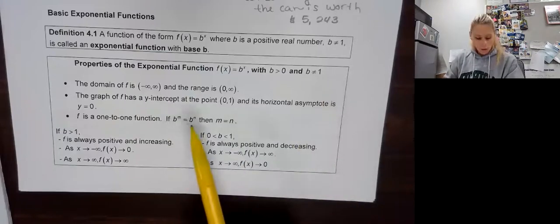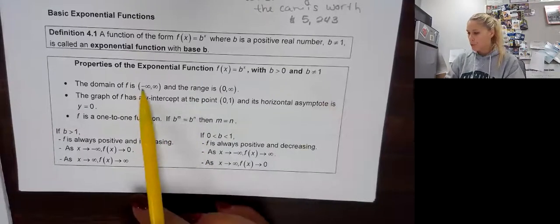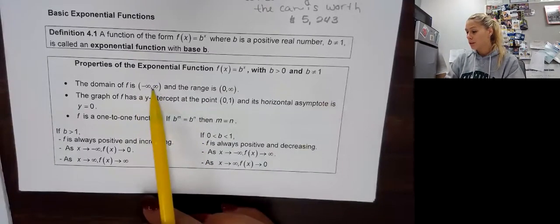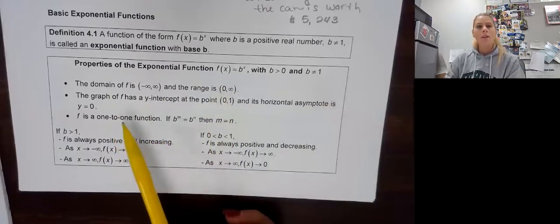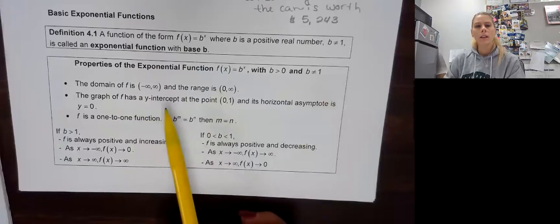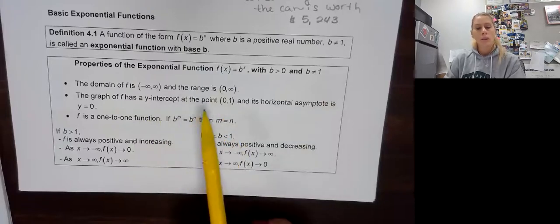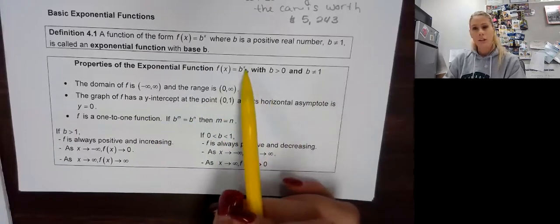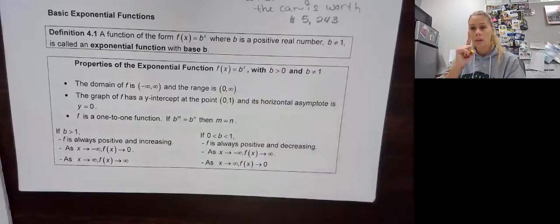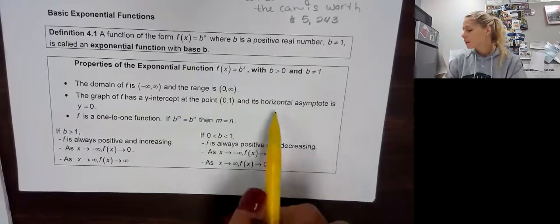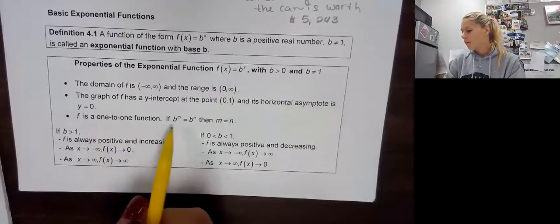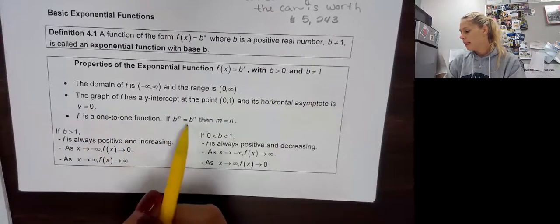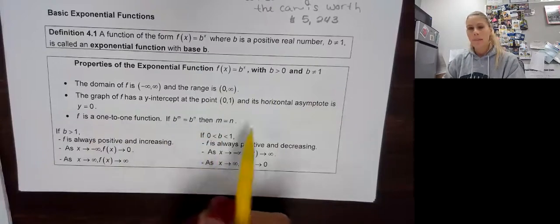So in your regular exponential, your domain is negative infinity to infinity, and the range is 0 to infinity. The graph of f has an intercept at (0, 1), which makes sense, right? Because if we plug in 0 for x, anything to the 0 is always 1. And the horizontal asymptote is at y equals 0. F is a one-to-one function. If b^m equals b^n, then m equals n.